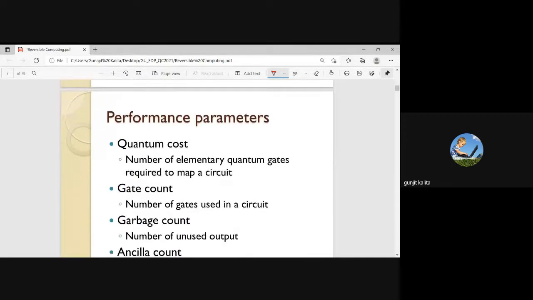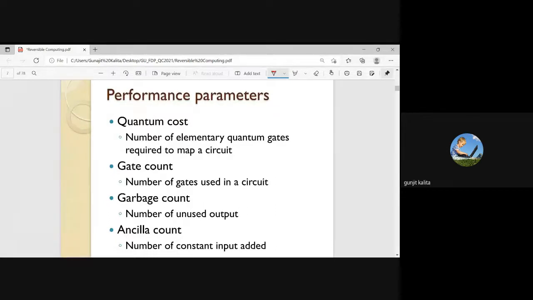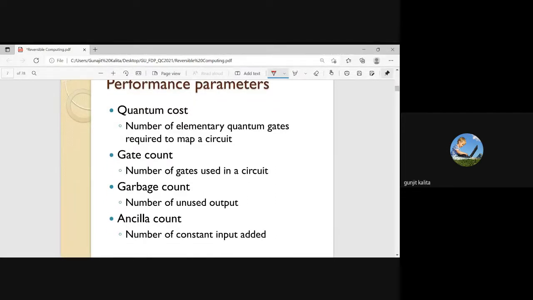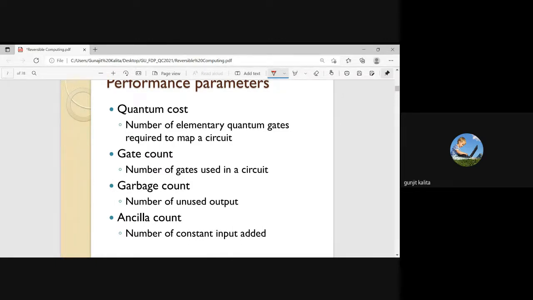In the case of reversible computing, some performance parameters are important. There may be other parameters as well, but here we have mentioned those widely used by people: quantum cost, number of gates, number of garbage outputs, number of ancillary inputs, and so on. Some hardware complexity kind of performance parameter is also used, but the very important ones are quantum cost, garbage output, and ancillary input. These three are important. Gate count may not be that important, but if your number of gates is less, then of course it will be better in terms of cost and other aspects. But these three are very important.